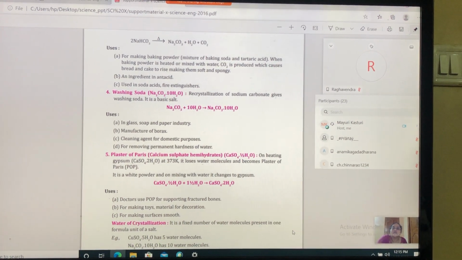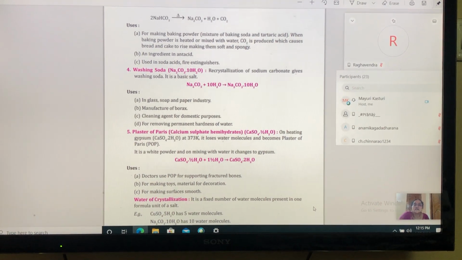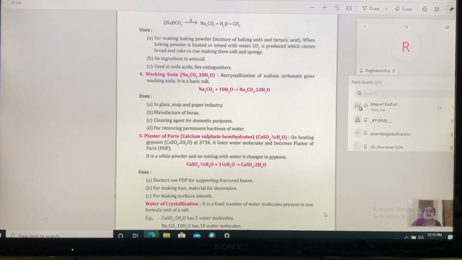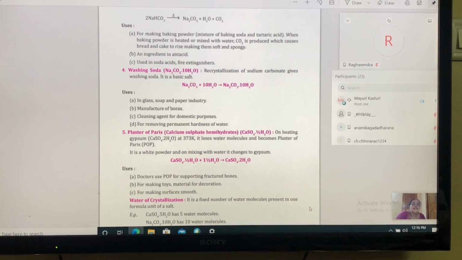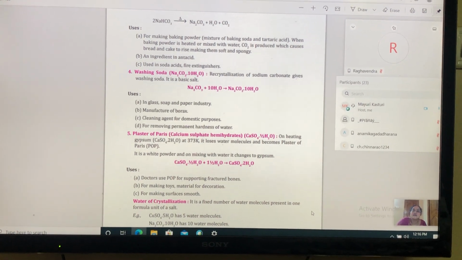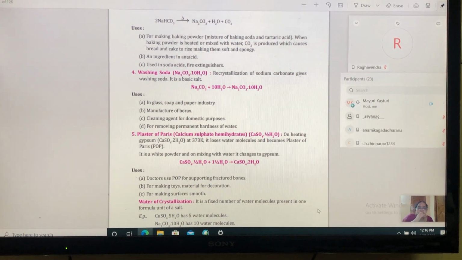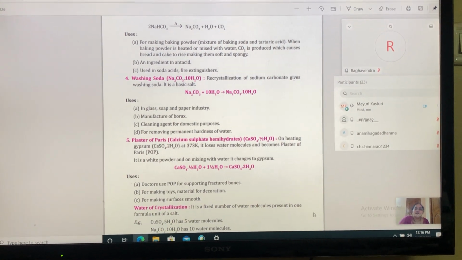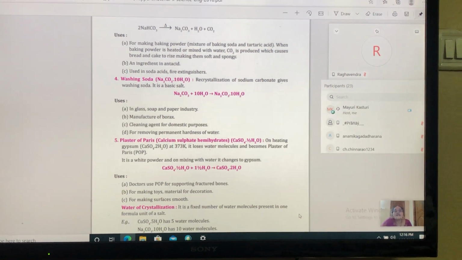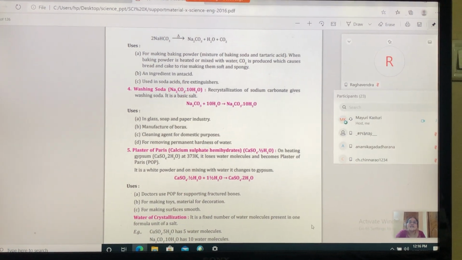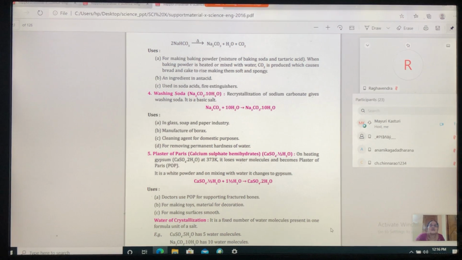Now what are the uses? They are used in glass, soap and paper industry. Second, used in manufacture of borax. Third, it is used as a cleaning agent for domestic purposes. Another one, for removing permanent hardness of water. Name the chemical used to remove permanent hardness of water. Washing soda, Na2CO3.10H2O.